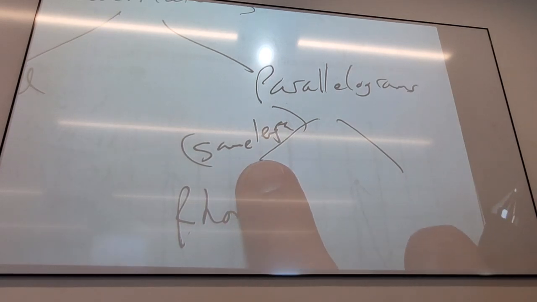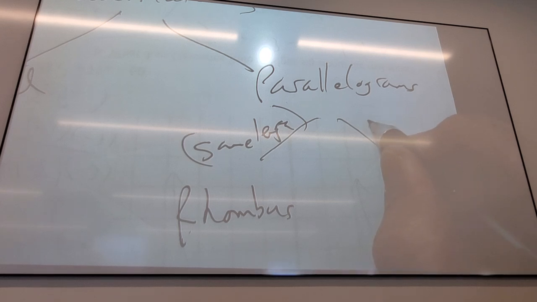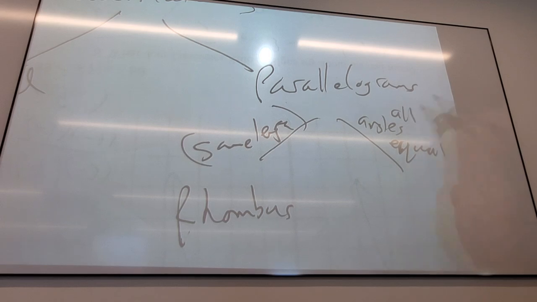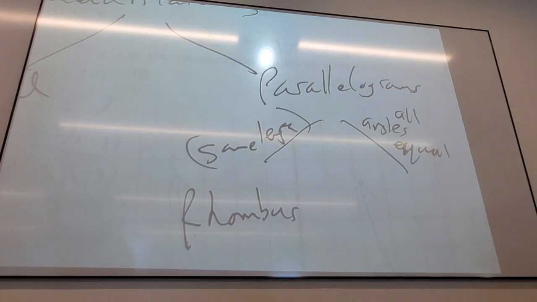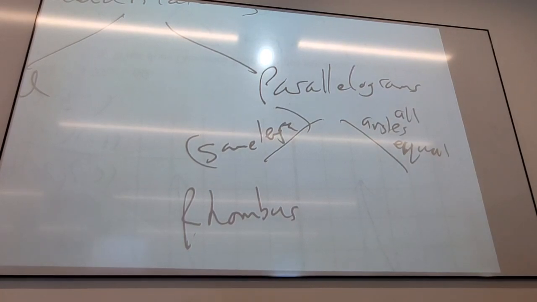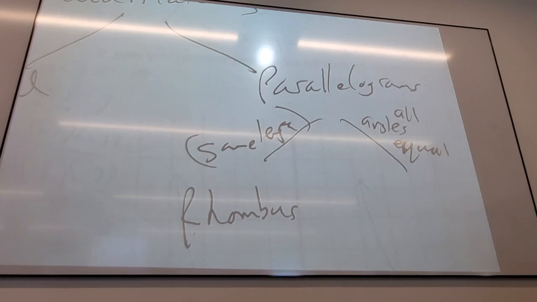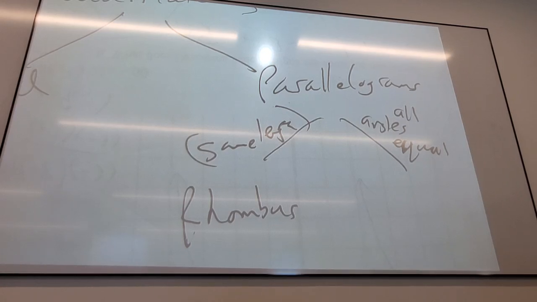Now, instead of making every side the same length, what if I made every angle the same? If I make all the angles equal, they all have to be 90, because they have to add to 360, right? So if I take a general parallelogram and I make all the lengths the same, rhombus. If I take a general parallelogram and I make all the angles the same, I get a square. No, not quite. Rectangle. So same length, rhombus. All angles equal, rectangle.